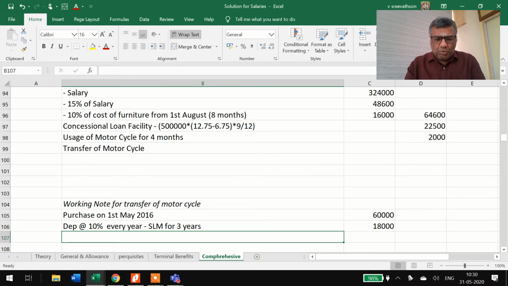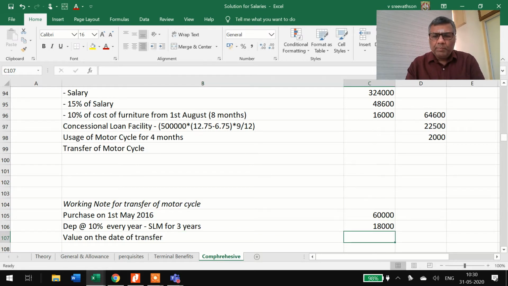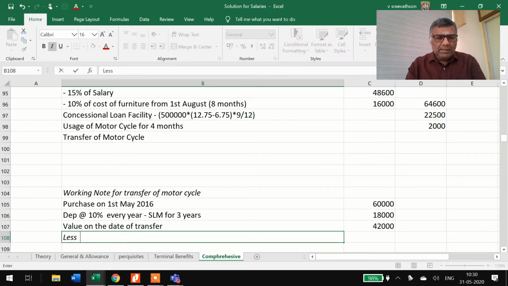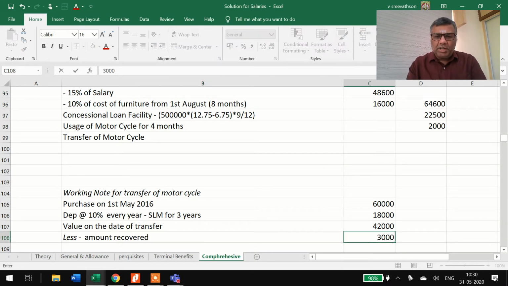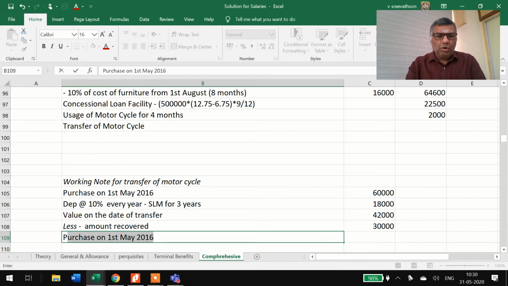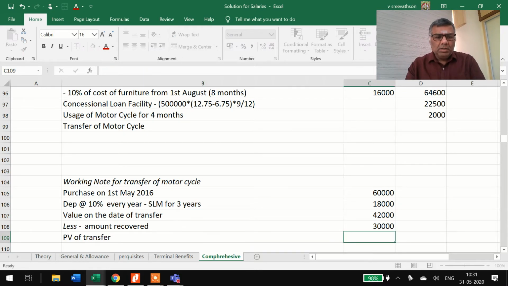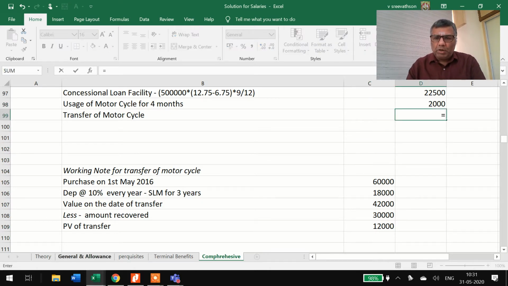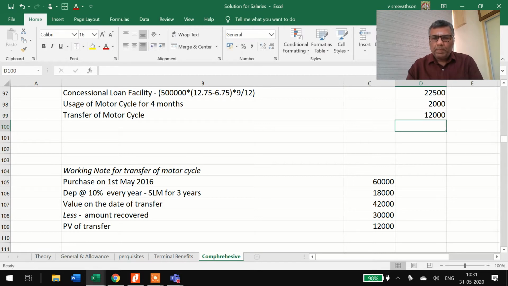So the value on the date of transfer is 42,000, less the amount recovered from the employee, 30,000. Therefore the perquisite value of transfer will be 42 minus 30, 12,000.